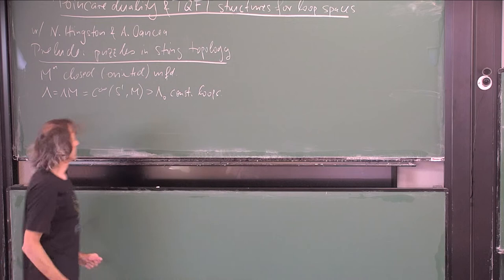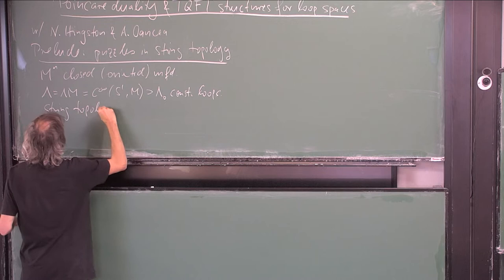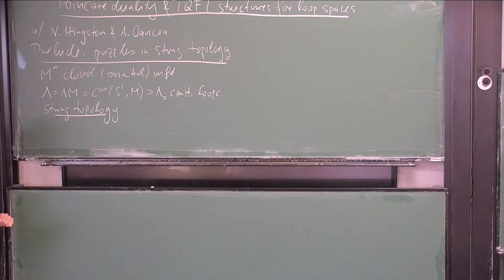And the string topology refers to a whole wealth of operations, products, and co-product structures, higher operations on the homology of loop spaces, and also on the equivariant homology. There's a natural S1 action here. So today I will talk about the non-equivariant homology. In the previous talk, there was a mention of the Goldman-Turaev algebra structure on a surface. That's the equivariant case. So I will talk about the non-equivariant case.